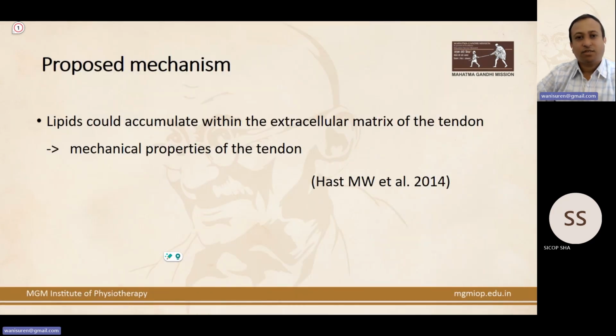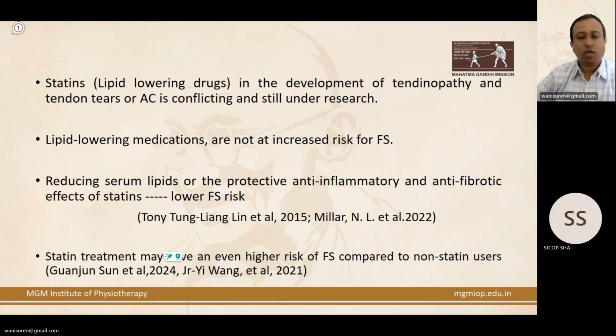The proposed mechanism for the connection between hyperlipidemia and frozen shoulder is that lipids may accumulate in the extracellular matrix of the tendons, which may lead to changes in the mechanical properties of the tendons and other non-contractile structures, and reduced mobility of those structures, which can contribute to the development of adhesive capsulitis.